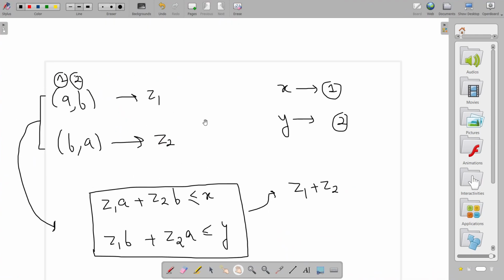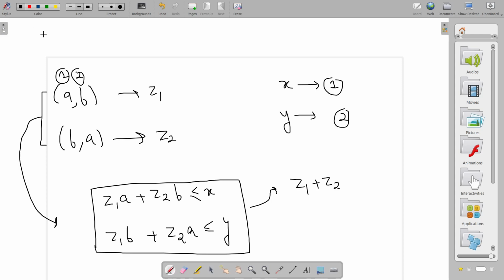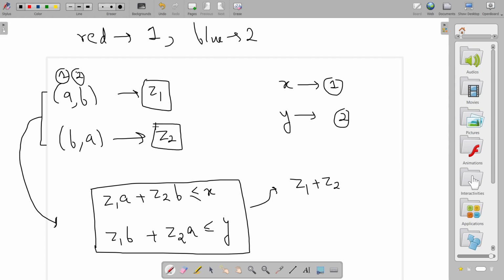What we can try to do is write down whatever we have been given. So let red be of type 1 and blue be of type 2. Initially, we can make two types of gift sets. One which contains A candies of type 1, red, and B candies of type 2, blue, or the other one. Let their quantities be Z1 and Z2 for the optimal answer.